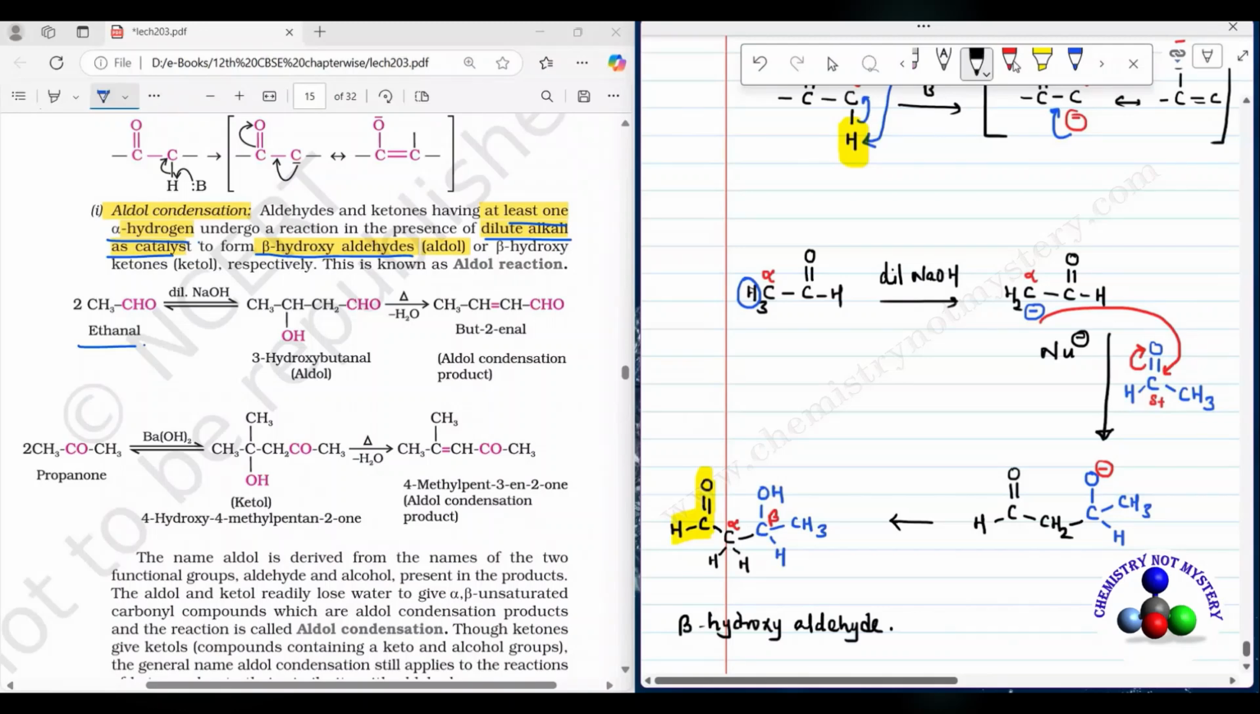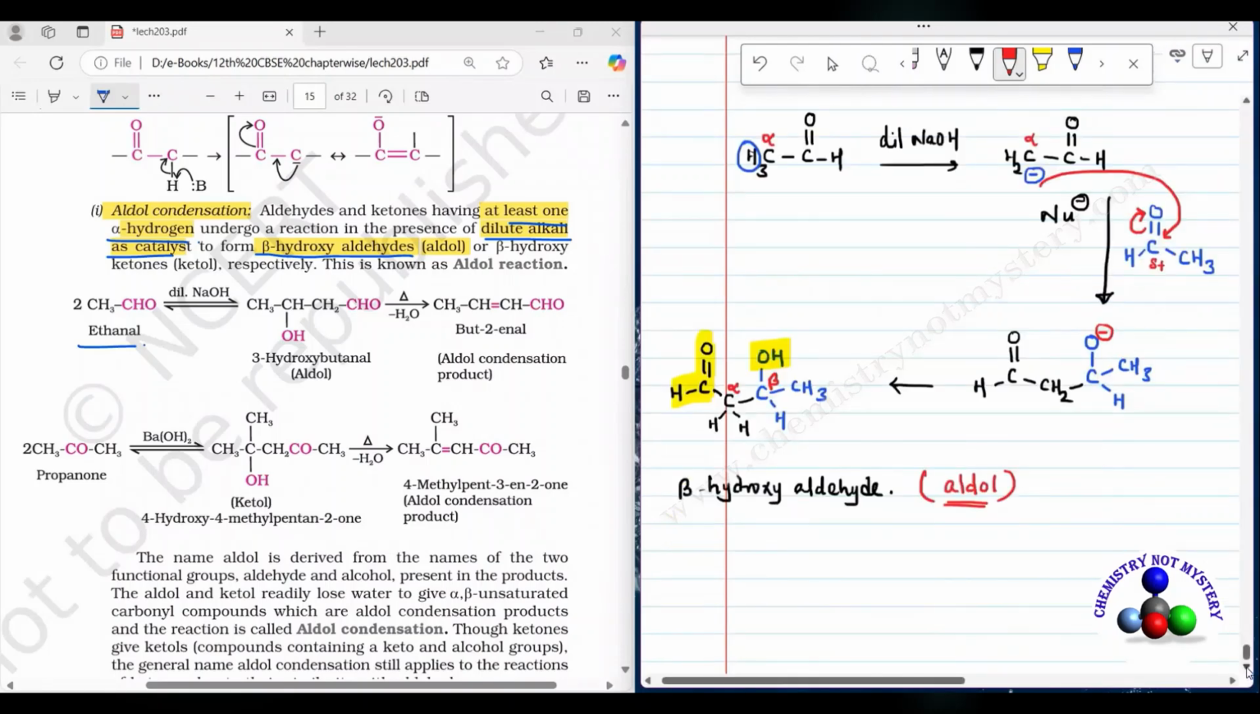As this molecule contains two functional groups, one is the aldehyde functional group and the other is the OH hydroxy functional group. That's why the name of this molecule is aldol. ALD for aldehyde and OL for hydroxy functional group. That's how the name aldol comes from.